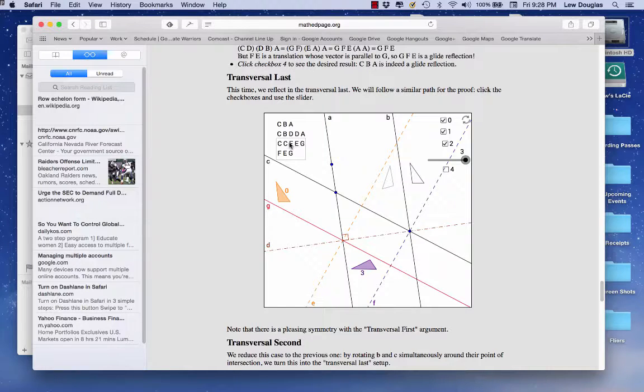DB goes into FC. Should have said it in that order. All right. Now we have GEF and then CC. Well, a double reflection in the same line is the identity. So that's just GEF. And now if we look at that, G, remember, was the reflection line for the glide reflection that we're going to use.